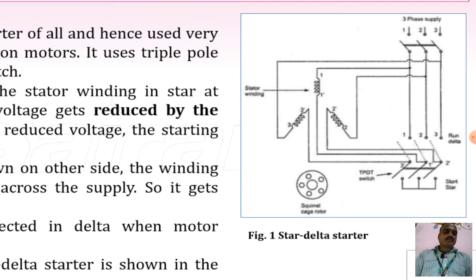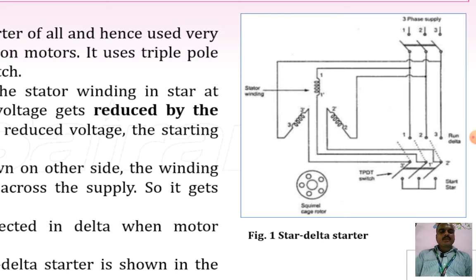When the motor is in the start position, the stator winding is connected in star fashion. Once the motor picks up normal speed, the TPDT switch automatically moves to the delta position, which is the run position. Now once the motor is running at normal speed, the switch converts the stator winding into delta.